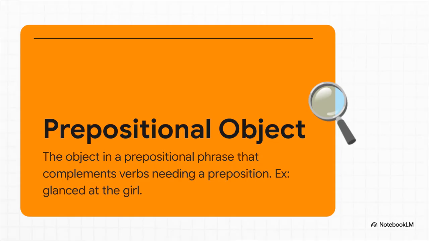And one last member of the entourage, the prepositional object. Some verbs are just a bit needy. They can't connect to their object all by themselves. They need a little helper word, a preposition, to build a bridge. So in Max glanced at the girl, the girl is the object of that helper word, at.